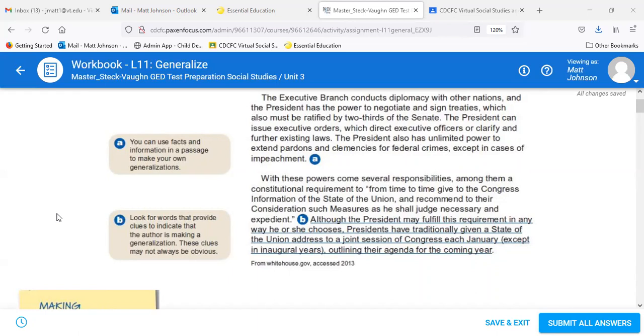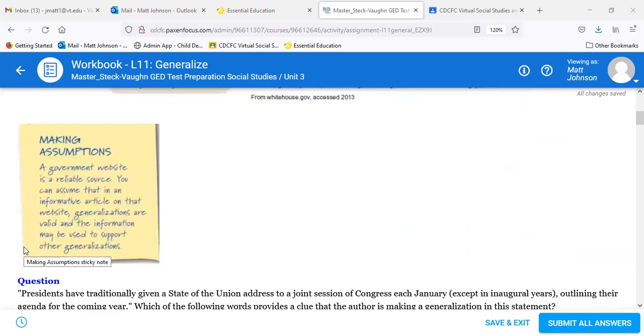That word traditionally: if something is a tradition, it means it's not a law, right? It doesn't mean they have to do it. If somebody breaks from tradition, they're changing the way something has generally been done. It's not a law, it's not set in stone. So that word right there is a bit of a generalization when you say something is a tradition or traditionally. Okay, so take a look at that.